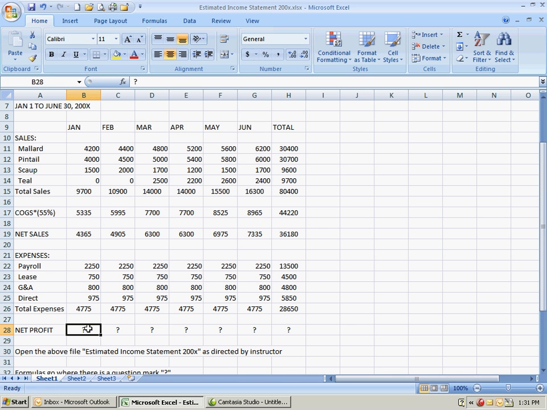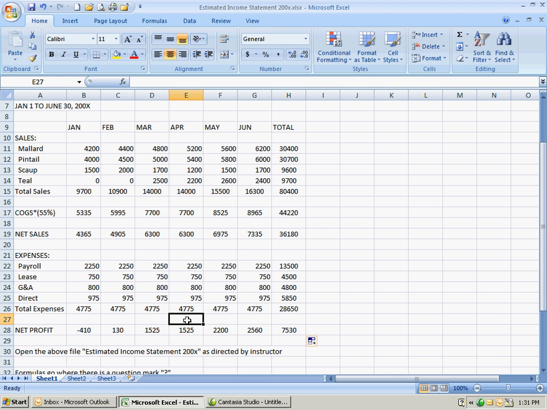Here we have net profit. Now, of course, what we say net was, we're going to subtract. Net profit is net sales minus total expenses. So we got to make our own formula. Click on net sales, which is B19, minus, that's what net means, and then B26, click on the blue check mark, copy it all the way over, and you see that we have our net profit there.